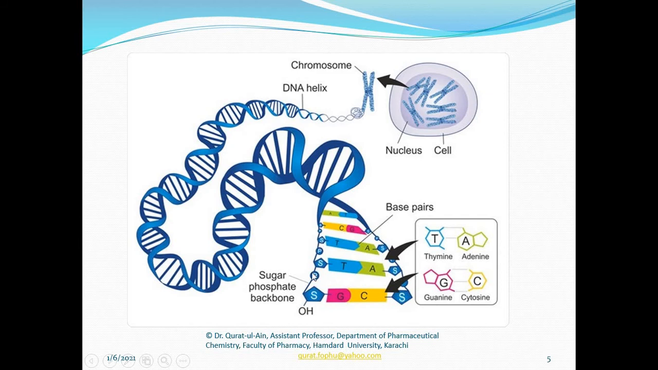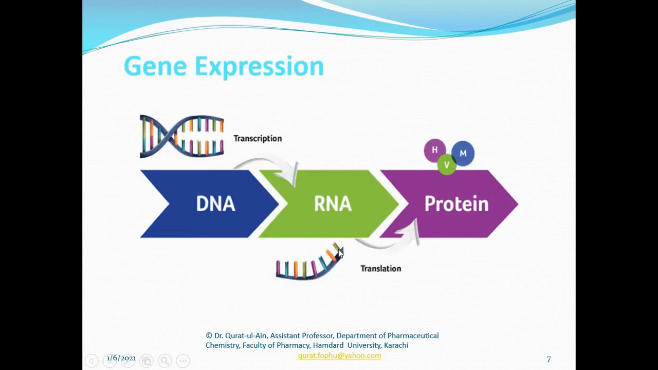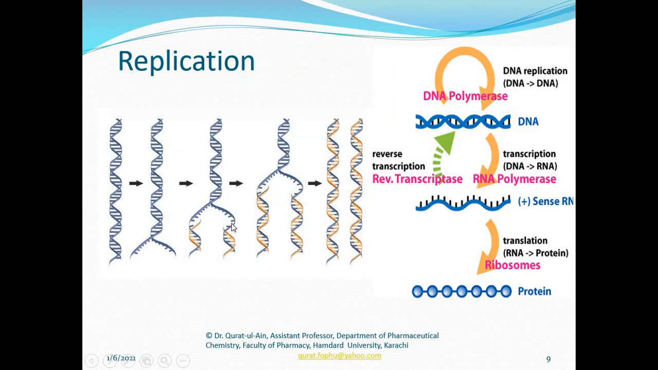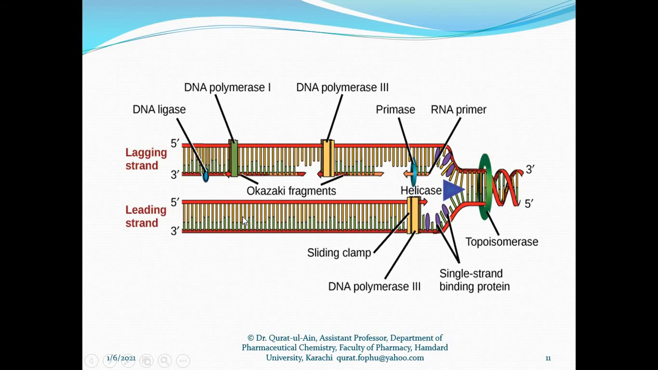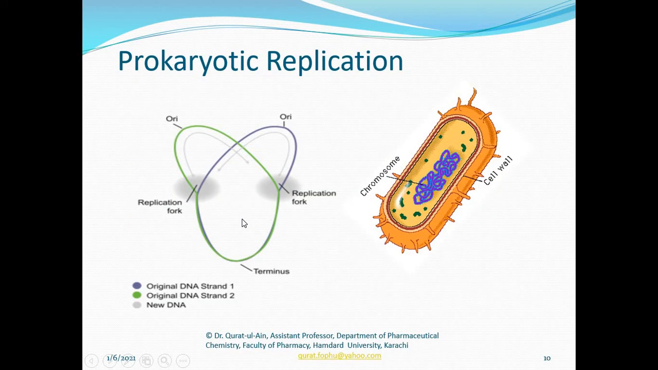This one strand would act as a template strand, and a new strand of polynucleotide would be synthesized on the template strand. As we are seeing here, when the two template strands separate, a new strand of nucleotides would be synthesized.